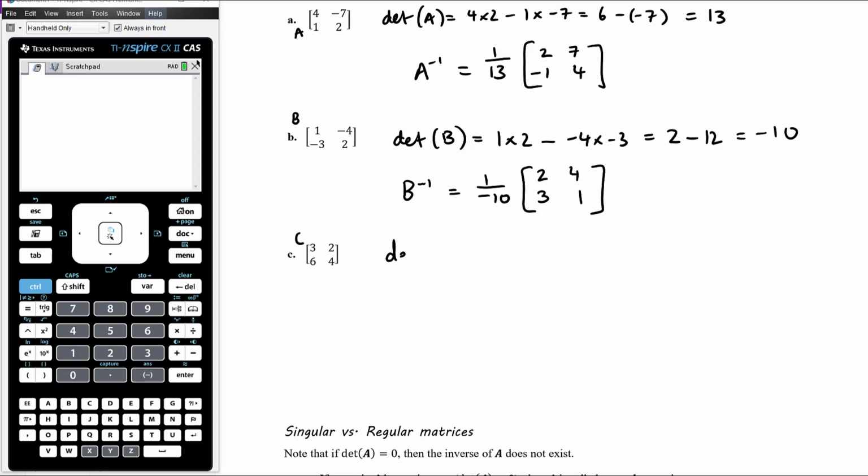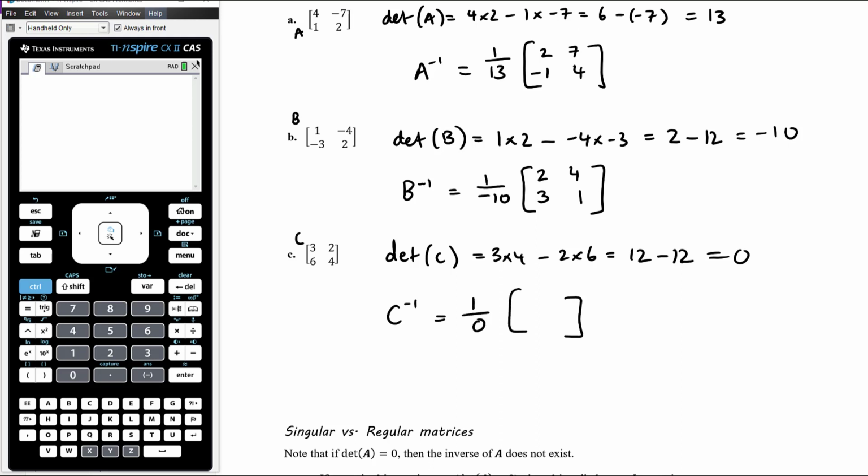Matrix C, so the determinant of C, AD, so 3 times 4, minus BC, so 2 times 6, so that's 12 minus 12, which is 0. Okay, and this introduces a problem for us because our inverse matrix would be 1 divided by 0. And this is not defined. It's not possible to divide by 0. And so therefore, the inverse of C is undefined.